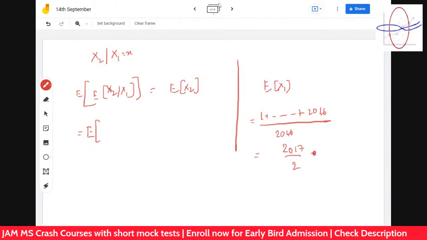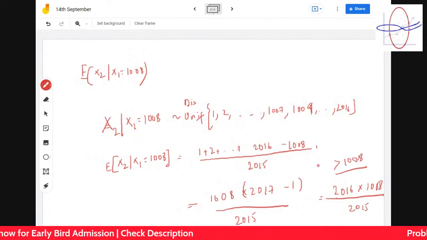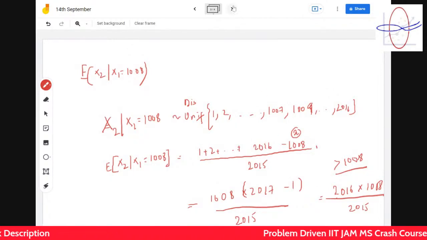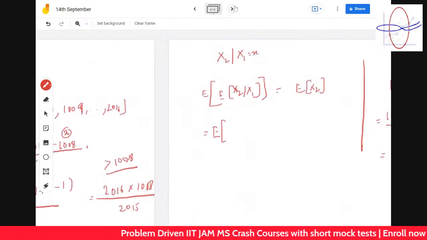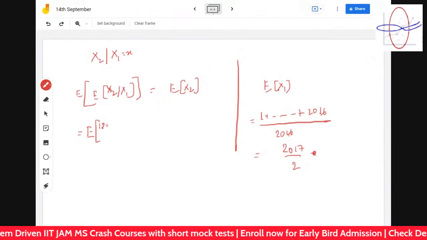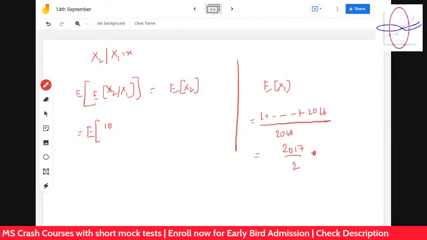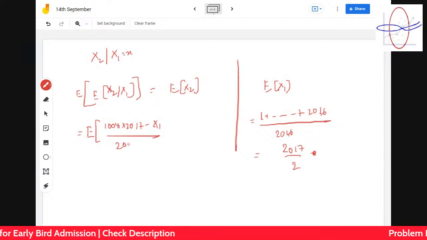Let's calculate the expectation of x2 given x1 is equal to x. We have already found it out. So if you do it over x, it will be minus x over here, and the rest will remain the same. So what we get over here is that this will come out to be 2016 times 2008, 1008 times 2017 minus x1 by 2015. That will be the idea.